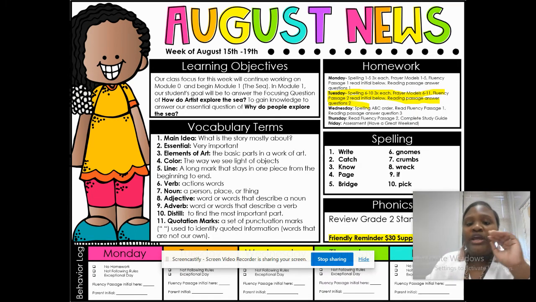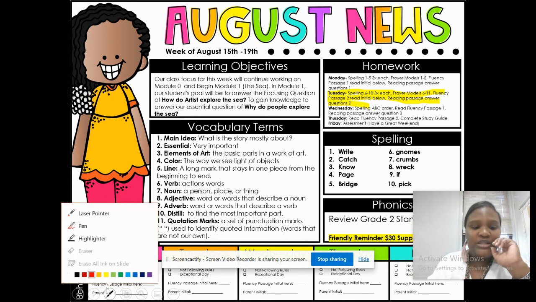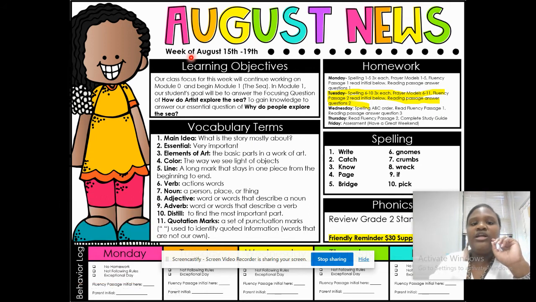All right, so each week your child is going to come home with a weekly newsletter. It's going to look something like this. On that newsletter, it outlines what week it is, so we're in the week of August 15th through the 19th. It also has our learning objectives to tell you what we are learning this week and what we're going over in class. In addition, we have vocabulary terms here. These are the vocabulary terms that we're talking about in class, and they're going to be quizzed on these terms at the end of each week.